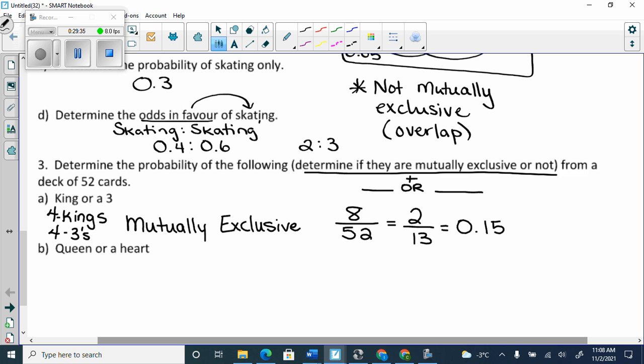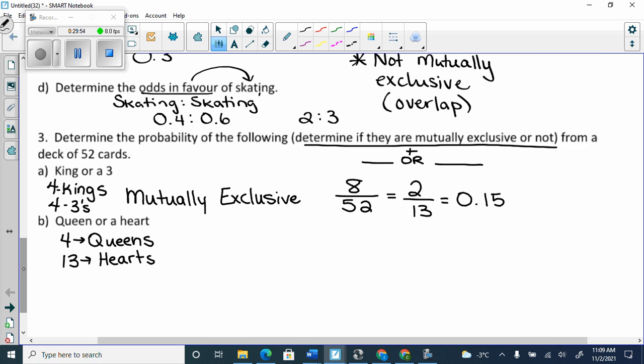Let's write it down. So how many queens are there? There are 4 queens. We know that. How many hearts are there? 13 hearts. Now what I need to ask myself every single time there's an or, do you see this or here, is if it's mutually exclusive or not. What does that mean? How many queen hearts are there? There's 1. Which means there's 1 that overlaps.